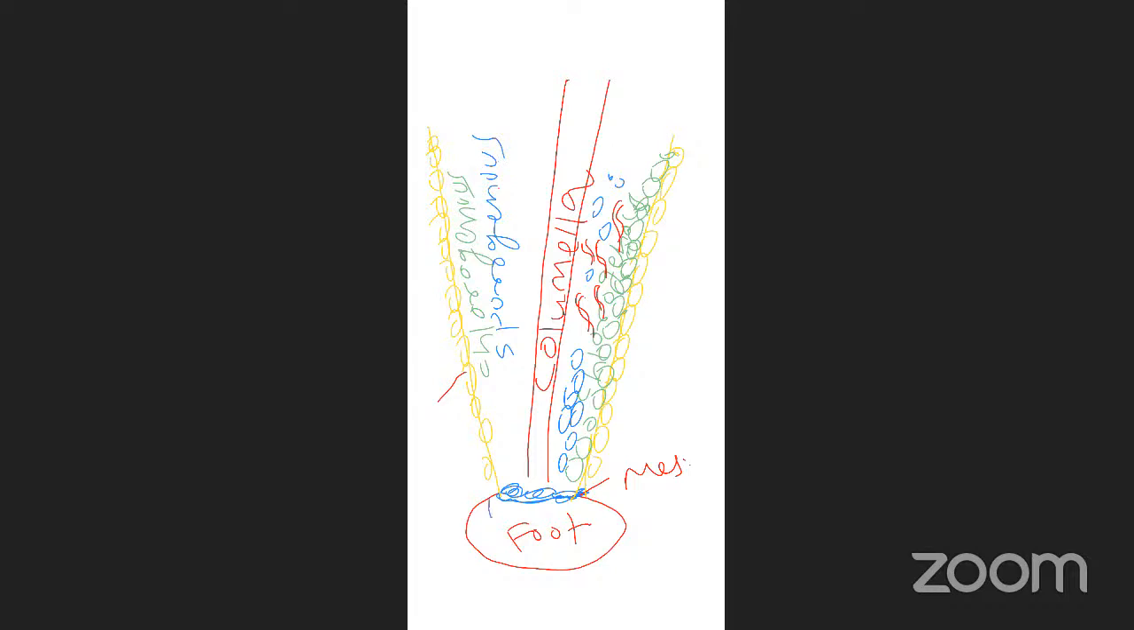Now, the involucre is also there. For protection of the sporophyte, the involucre is also arranged. Is it clear? Okay, that is the sporophyte structure.